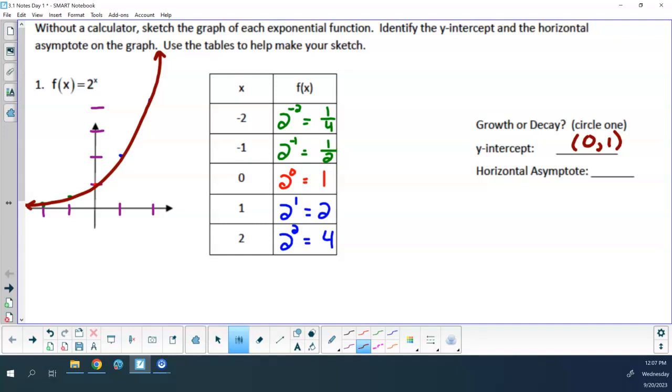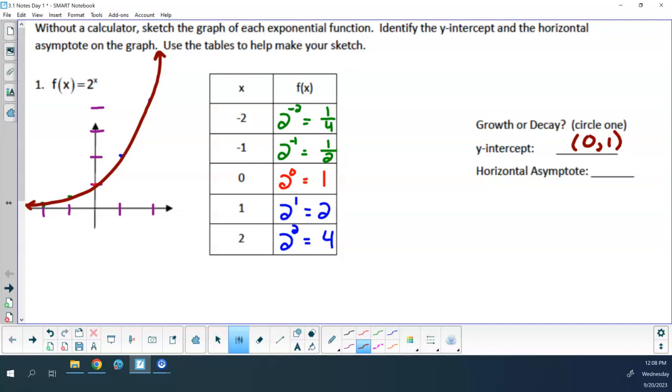Follow-up question to my graph. Can this function ever be equal to 0? No. Why not? If I take a base to a power, what is the only time that would be equal to 0? If the base is 0, right? Okay. And my base is not 0, so it's never going to be 0.